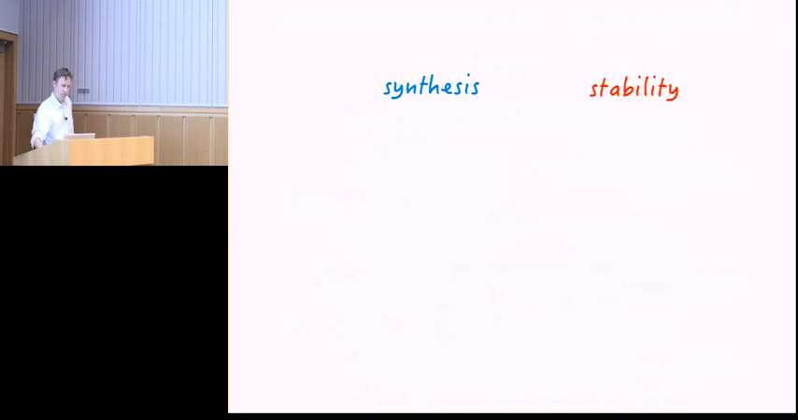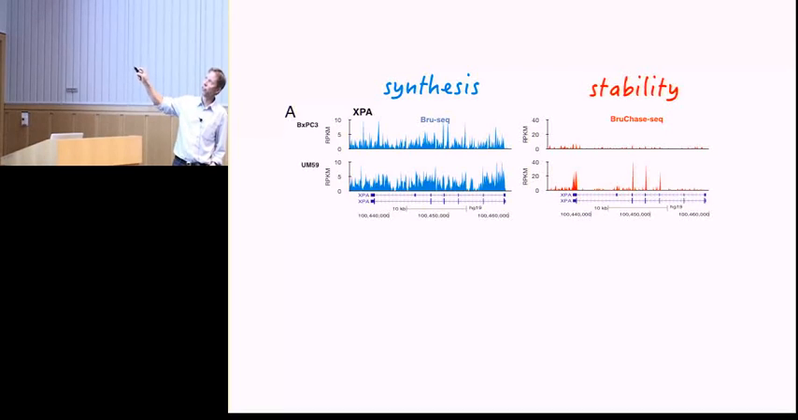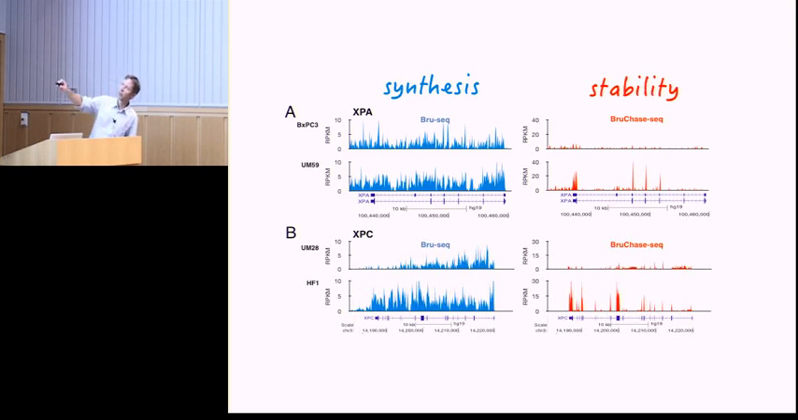So just to illustrate this fact that cell lines behave very differently for different genes. Here are two pancreatic cancer lines. This is the XPA gene. It's synthesized to the same degree, but you can appreciate when we do the BruChase-Seq that the stability of these transcripts is very, very different. So there's very different post-transcriptional regulation in these cells for this particular transcript. And similar for this other gene, XPC, very different levels of stability.